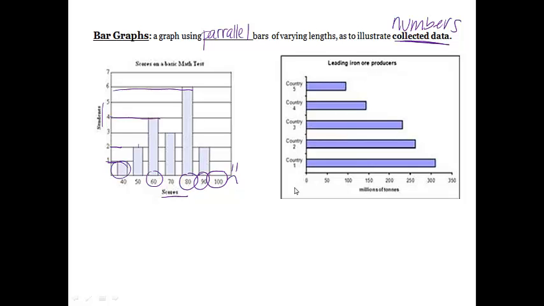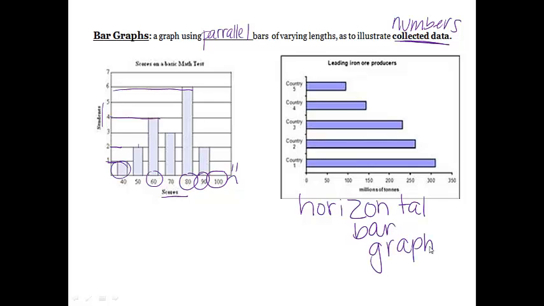This is called a horizontal bar graph. Remember, horizontal sounds like horizon, so it goes to the side. And all it is, it's this, but it got flipped on its side.